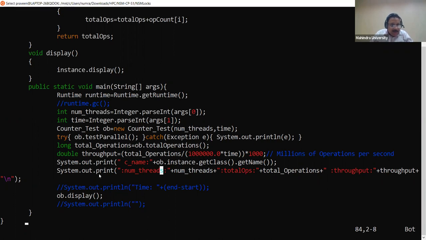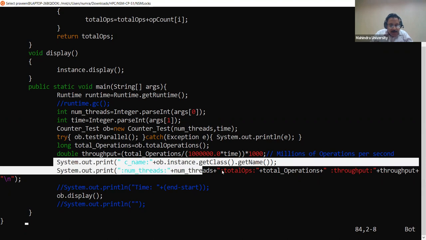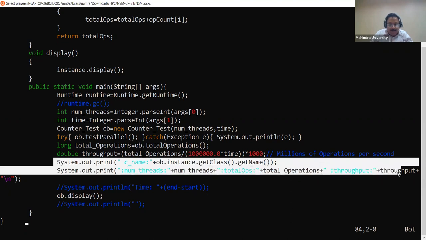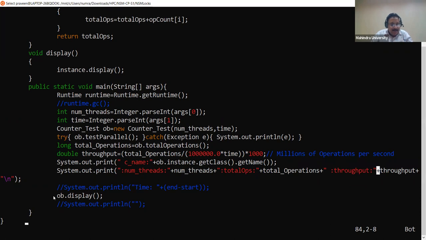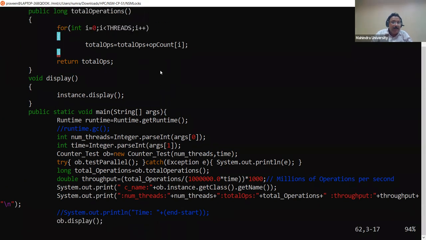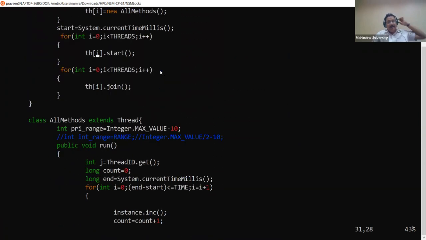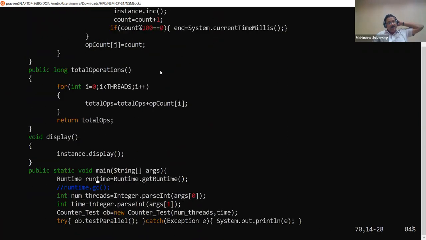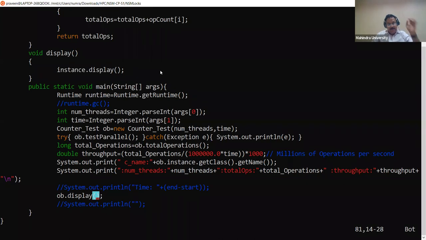Here we are going to print instance dot getClass dot getName. We are going to get the name of that class. After that, number of threads, total operations, and throughput. And after that, we are going to call ob dot display. In ob dot display, we are going to call instance dot display. The purpose of that is to get that particular count value. Head dot count is there, right?